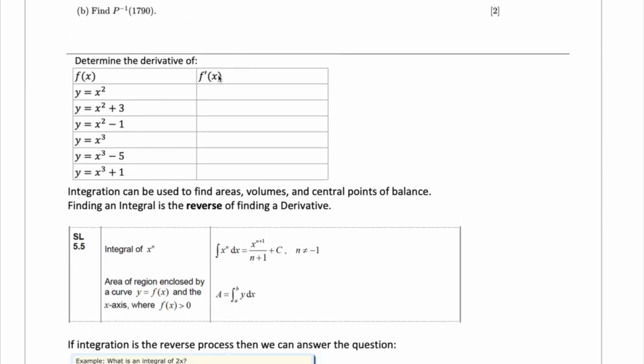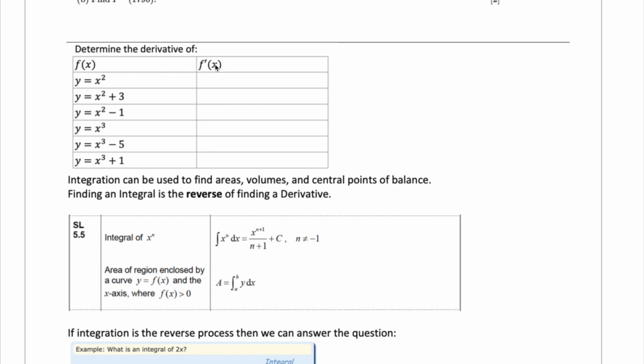Okay, so let's take a look at some derivatives first. So this is the derivative. If you find the derivative, you go this way, and integrating is going backwards to get the original function, basically. This is integrating.